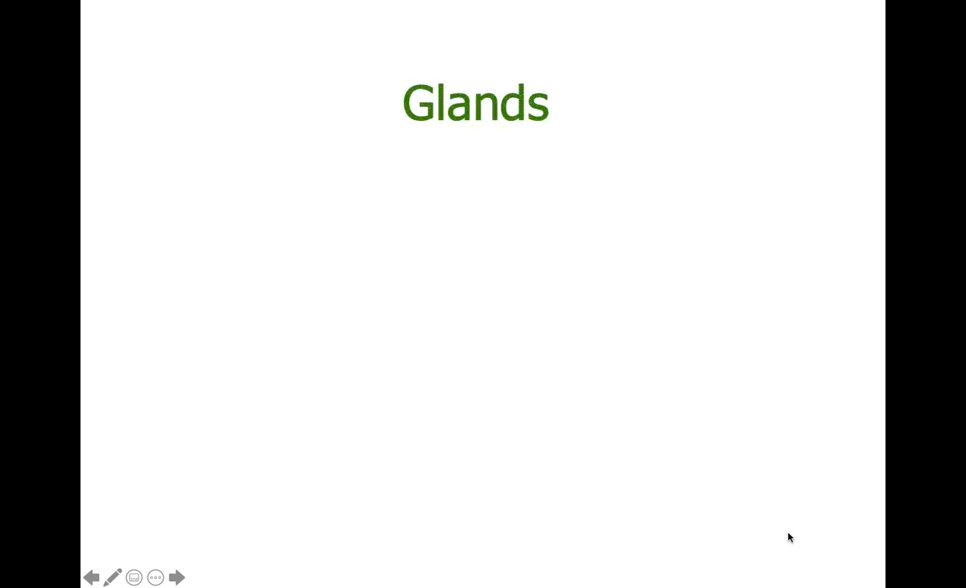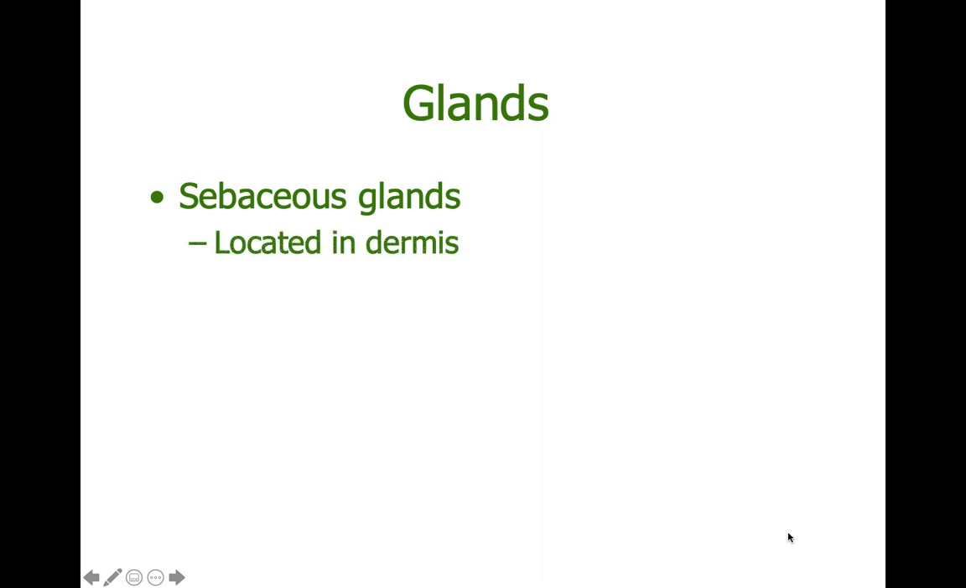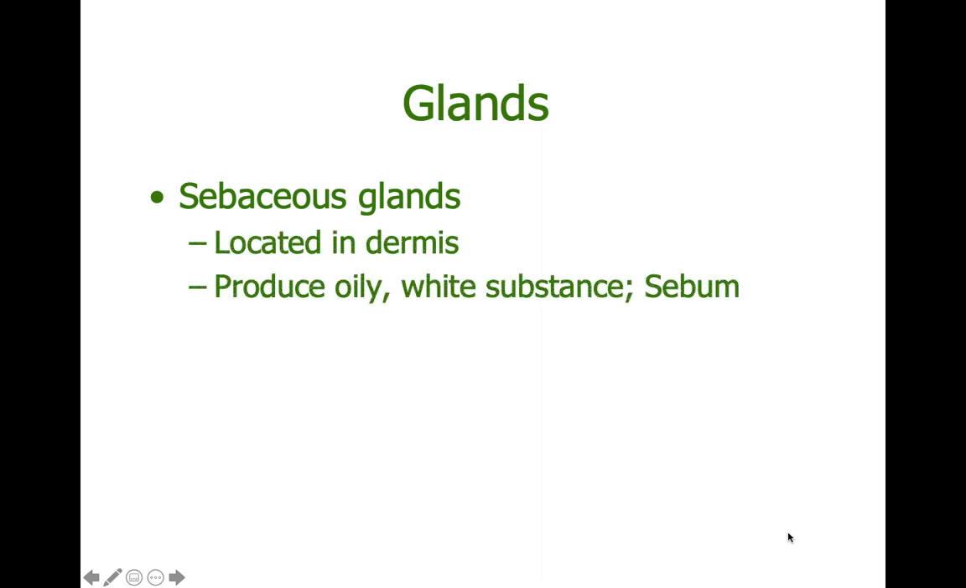Glands, as we say, are derivatives of the integumentary system. They're parts of the skin. Specifically, we'll talk about our sebaceous glands. We talked about our sebaceous glands when we talked about how our glands function for our first exam. Sebaceous glands are located in the dermis. They produce an oily white substance, that sebum we talked about. The function of that sebum is to moisturize your hair and skin, to act as a natural moisturizer to keep your skin in good working order.